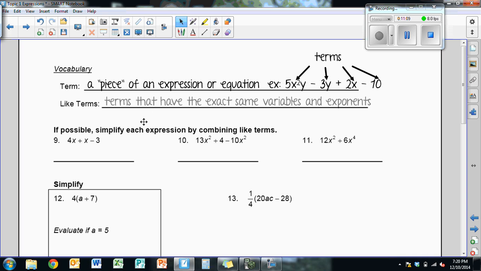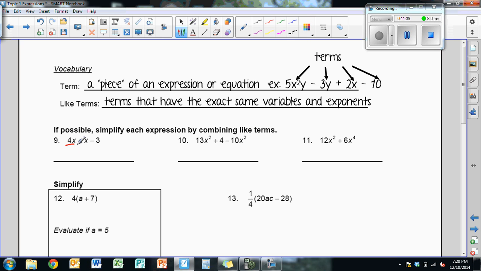Like terms are terms that have the exact same variables and exponents. Like terms are the only things that can be combined. If they are not alike, you cannot combine them. Let's practice this below. The directions say, if possible, simplify each expression by combining like terms. Number 9, 4x plus x minus 3.